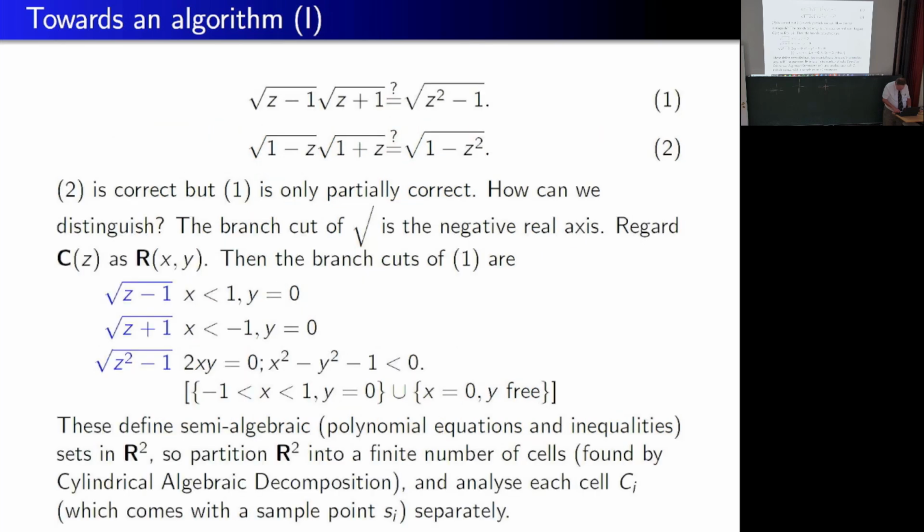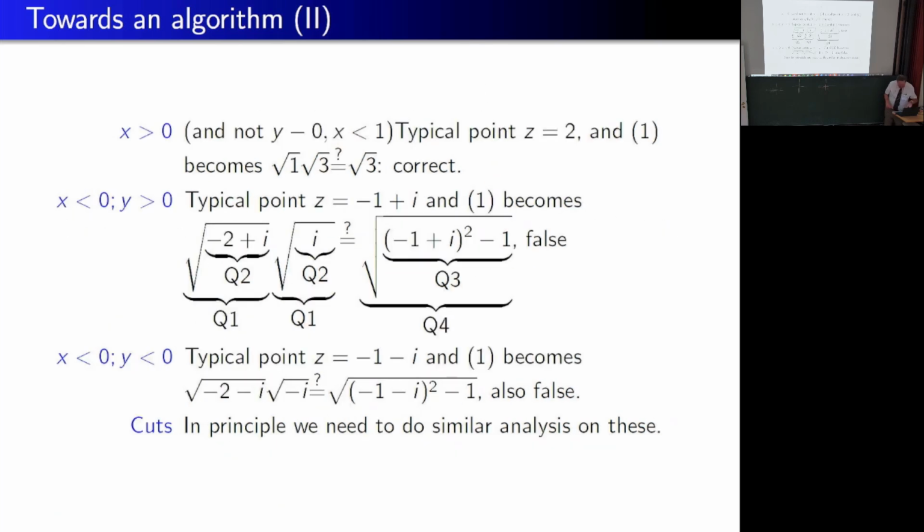So initially let's go to x being greater than 0, and I don't want to be on these little bits. So a good sample point would be 2, for example. And at 2, the square root of z minus 1 is root 1, the square root of z plus 1 is root 3, and the square root of z squared minus 1 is root 3, and lo and behold, I feel very happy.